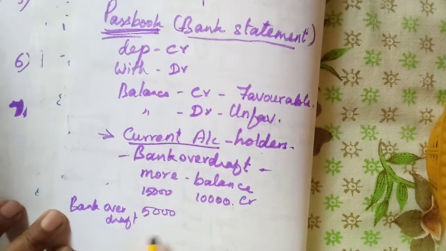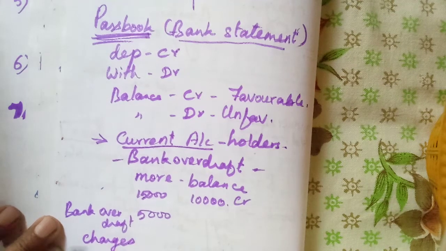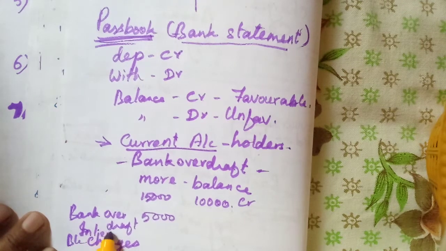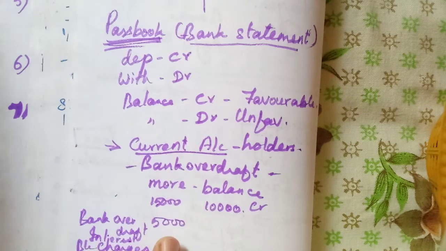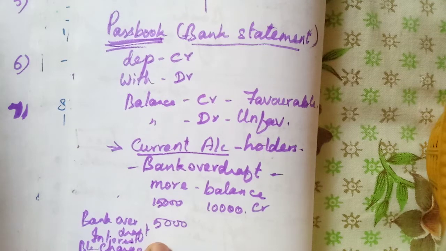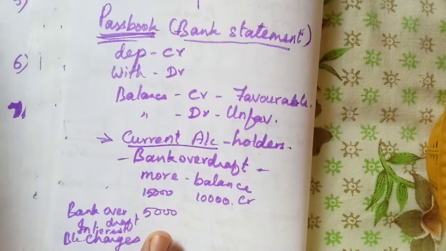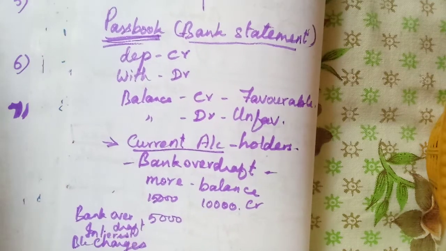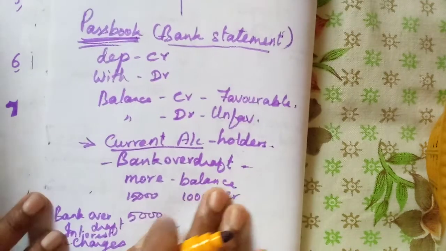On this 5,000 they will charge bank charges and interest. You have to pay interest on the bank overdraft later, because they are providing the extra amount like a loan. If we get a loan from the bank, we need to pay interest on it. In the same way, if you withdraw more money from the account as a bank overdraft, we need to pay interest on it. These are some terms you have to understand.